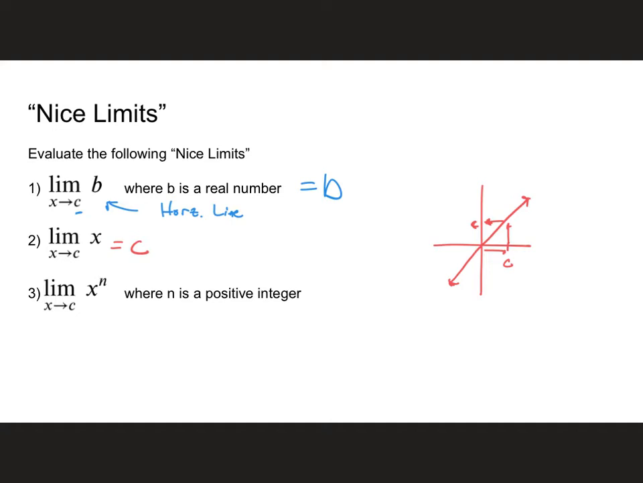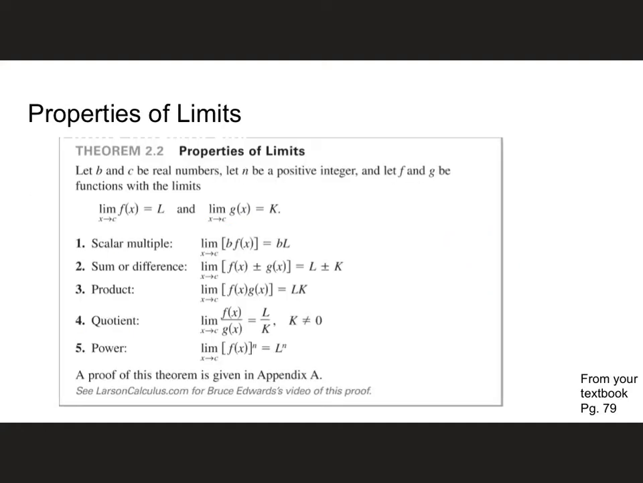Okay, the last one. X to the nth power, where n is a positive integer. Well, again, if you think about what we had talked about last class, the easiest way to figure this out is to just plug c in for x. What do you get? C to the nth power, whatever it is. Not bad. These three very basic rules will unlock a lot of doors for us as we work through these problems. And so will a lot of these properties that you see here.